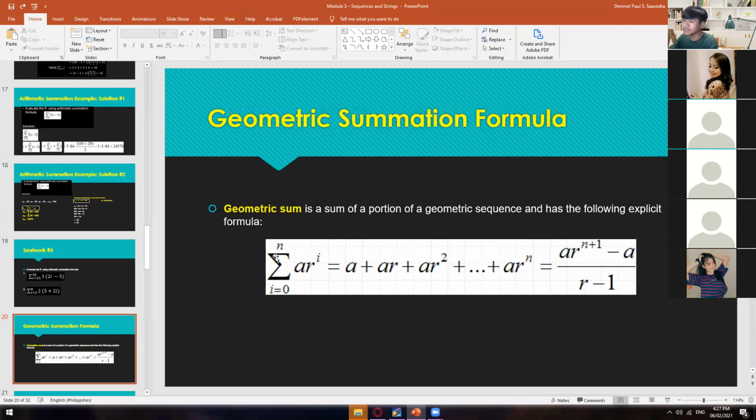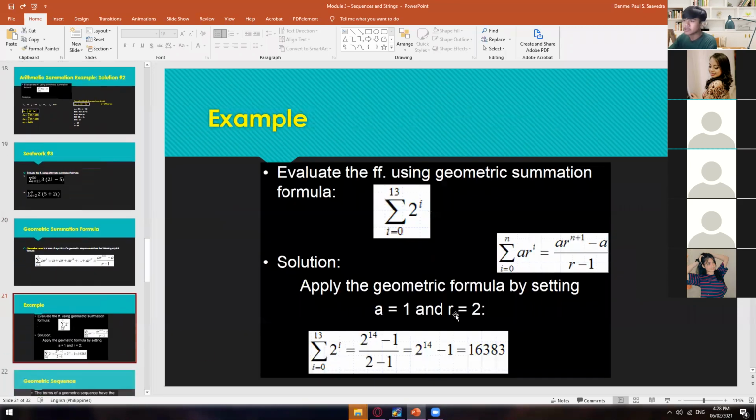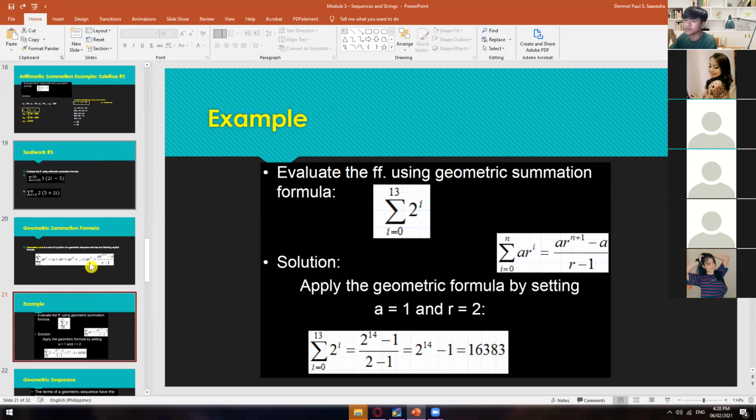Okay, then since we're using this symbol, of course, the operator here is plus. Okay, and then as you can see right here, we will start with 0. Okay, and we have this formula, which is just the same with this one. Okay, so a times r raised to n plus 1 minus a divided by r minus 1. Okay, so let's have an example for you to be able to appreciate what is this geometric sum.